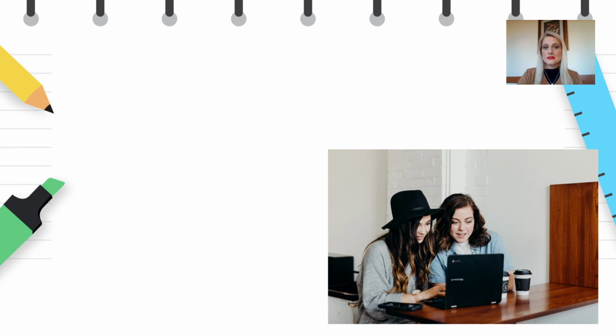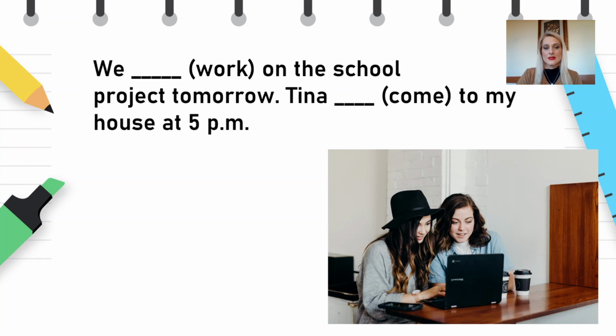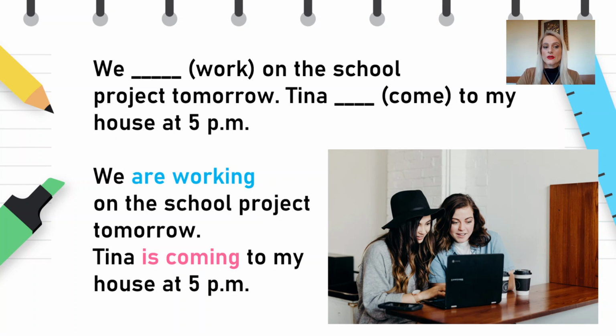Or maybe this situation. We're working on the school project tomorrow. Tina is coming to my house at 5 p.m. This is that fixed arrangement. That's why I'm using present continuous to express it, to express that there is 100% certainty that this will happen.